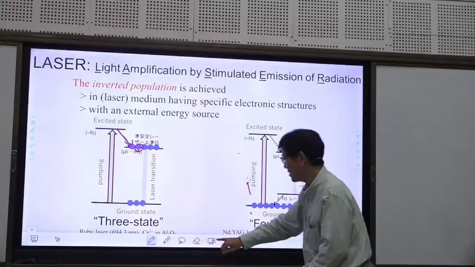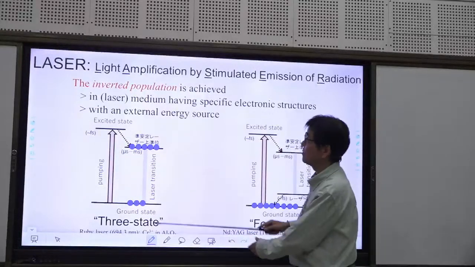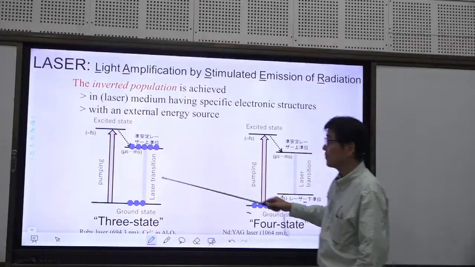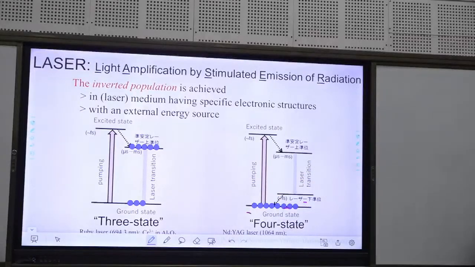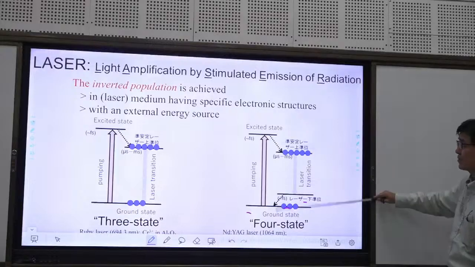Then by illuminating this inverted population by light, amplification becomes possible. This is also the same. Due to the external energy source, inverted population is realized.